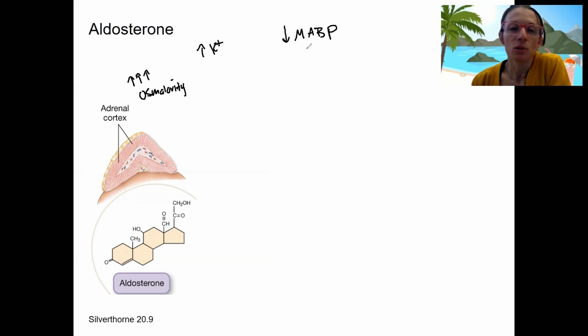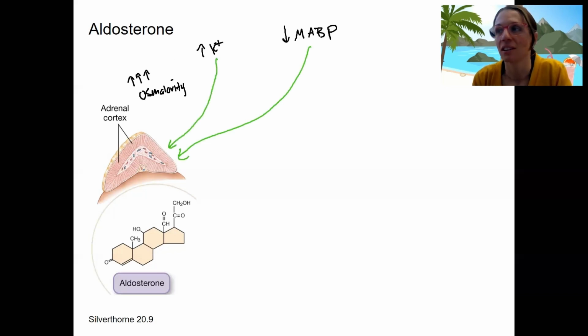So this is going to result in, ultimately, and actually let me do some colors here. Two of these are going to stimulate aldosterone secretion. Osmolarity is going to decrease aldosterone secretion from the kidneys. That makes sense because we don't want to keep more sodium.